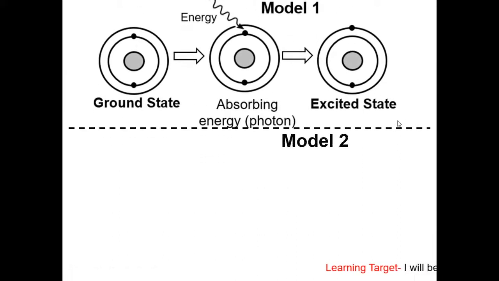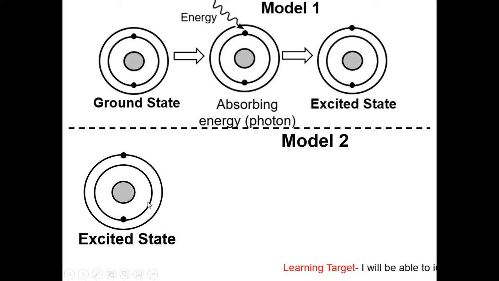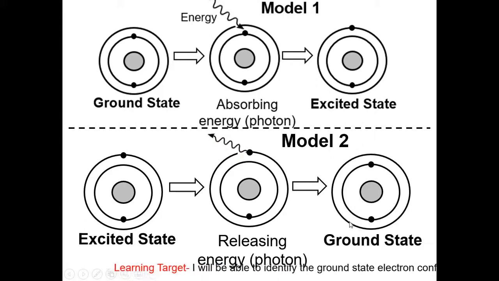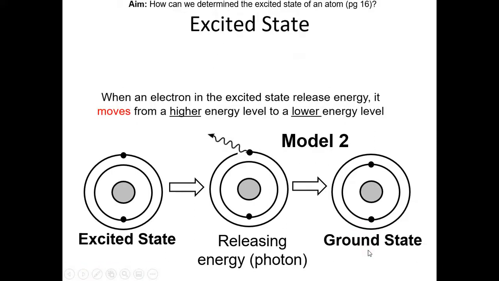So let's look at model 2 now. So here we have an excited state atom. If the electron were to release energy, right, it will go back down, and this will be the ground state, okay? So when an electron in the excited state releases energy, it moves from a higher energy level to a lower energy level, as you can see here.